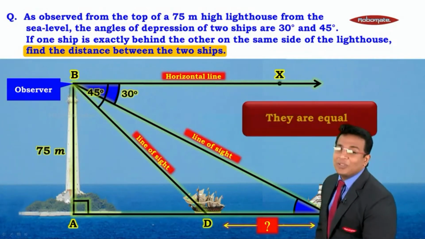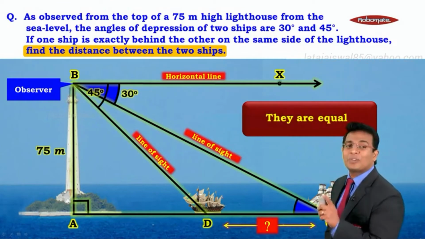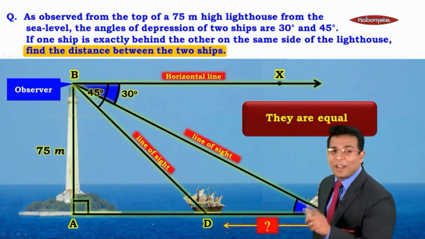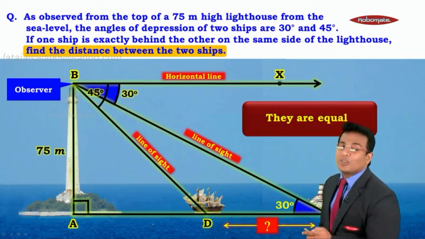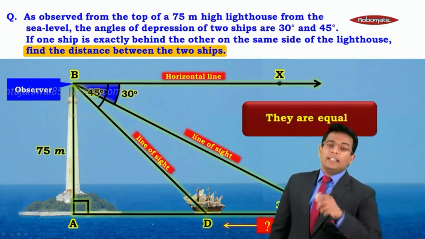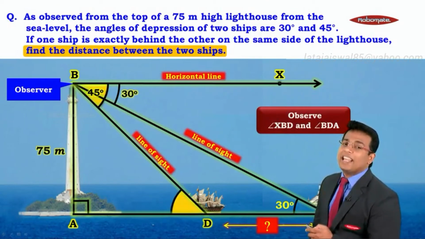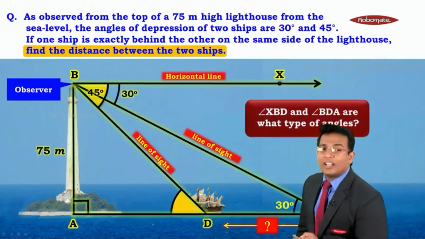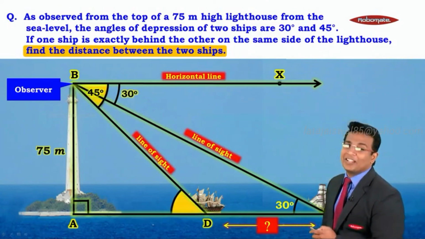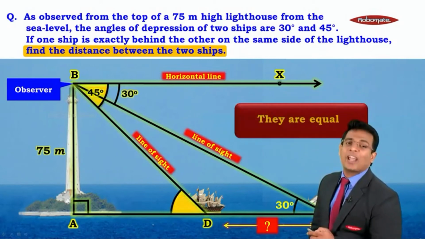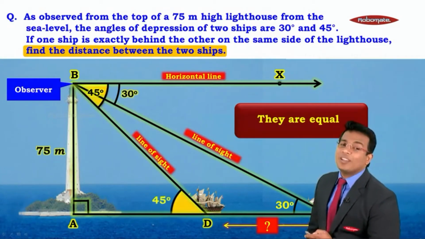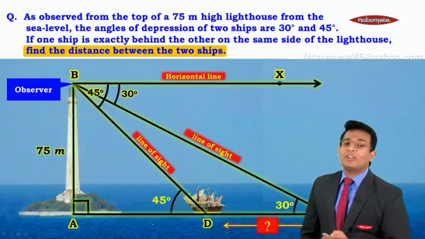They are equal for a very simple reason: they are alternate angles, and when the lines are parallel, alternate angles are equal. So now we got this angle to be 30 degrees. In the same way, observe the other one: angle XBD and angle BDA. What type of angles are they? Alternate angles. And yes, these two angles are going to be equal. So we have angle BDA also as 45 degrees.